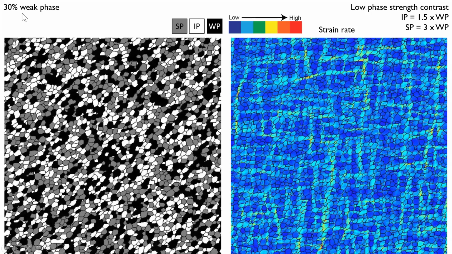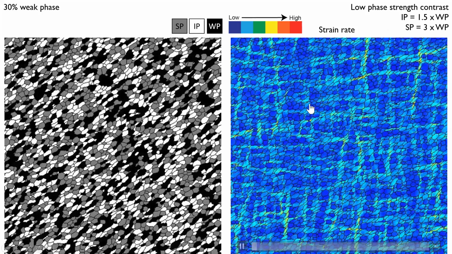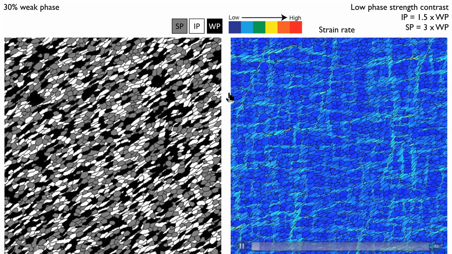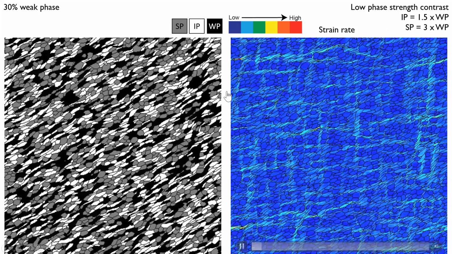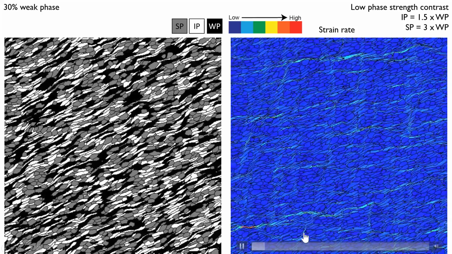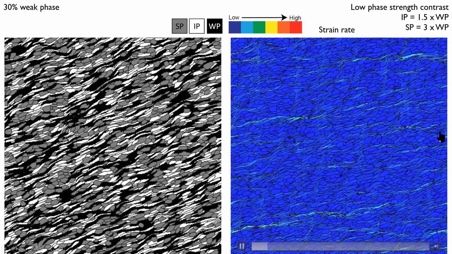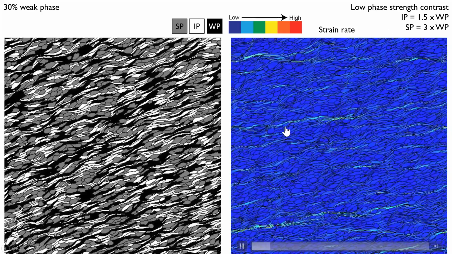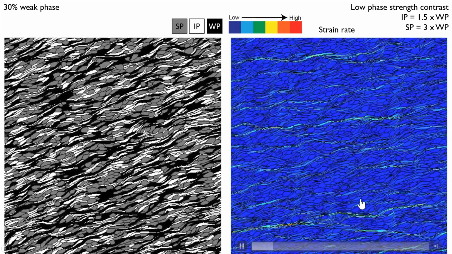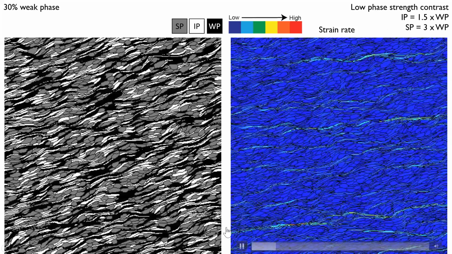This model has 30% weak phase and a low phase strength contrast. The start of the model is quite similar to what we've seen previously. However, you can see these vertical areas of higher strain rate through here. They've sort of gone now. They don't last very long.